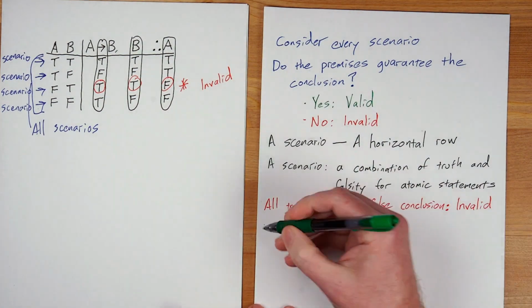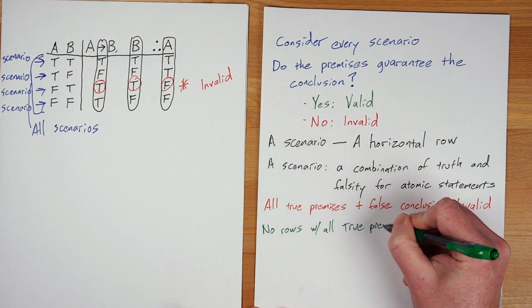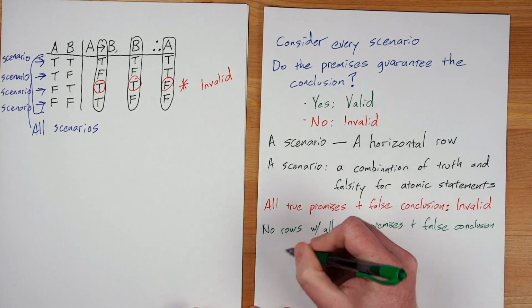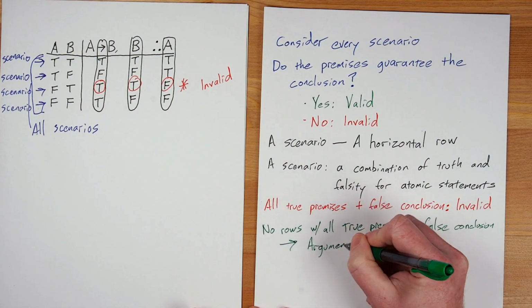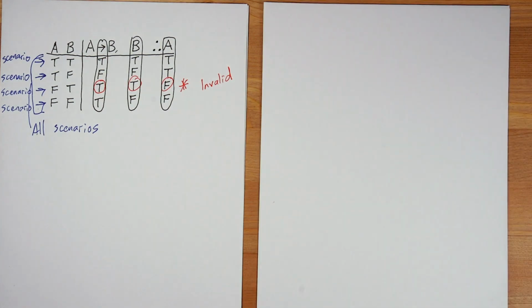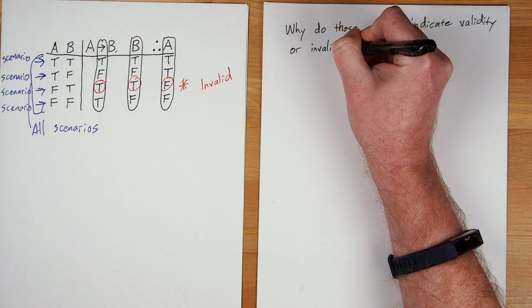Instead, though, if none of the scenarios, none of the rows have that result where all premises are true and the conclusion's false, there's none of those, then you know that your argument is valid. So why do those results indicate validity and invalidity?